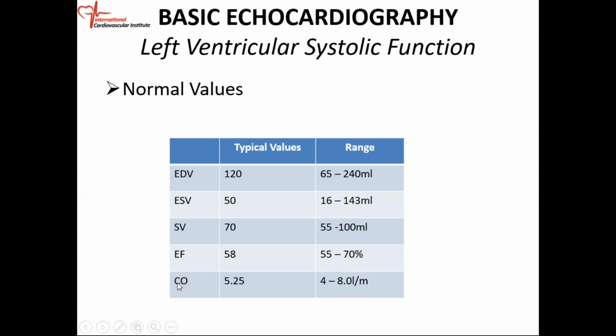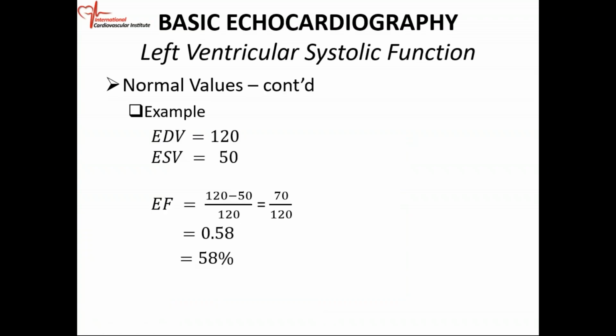Cardiac output, which is the volume of blood that is pumped out per minute. Stroke volume is per beat. Cardiac output is per minute. So the cardiac output is stroke volume times the heart rate. Okay, typical value is 5.25 liters per minute, and ranges between 4 and 8 liters per minute. All right.